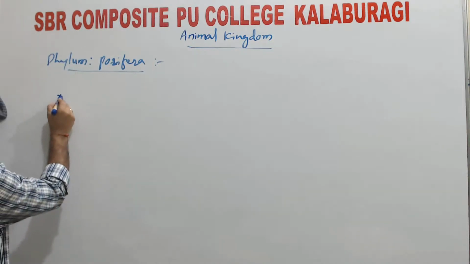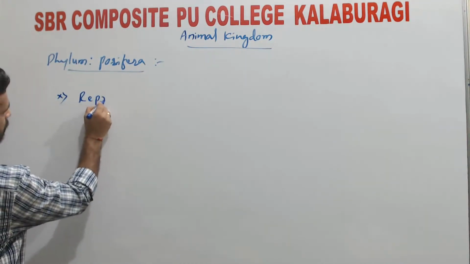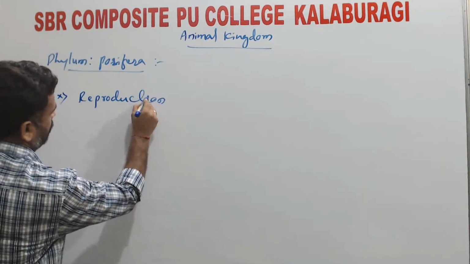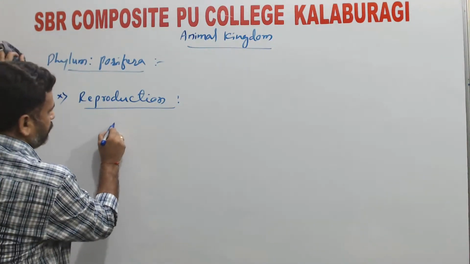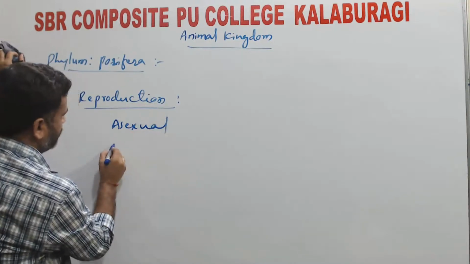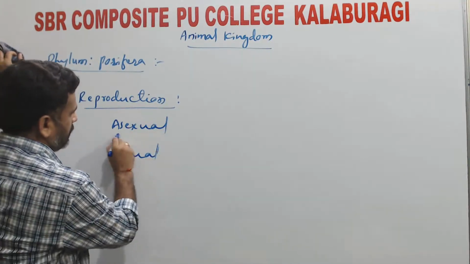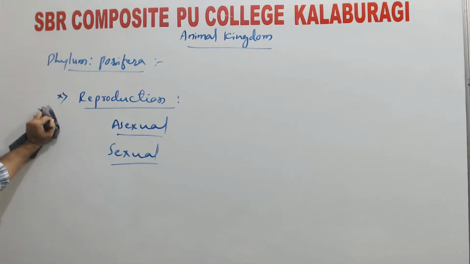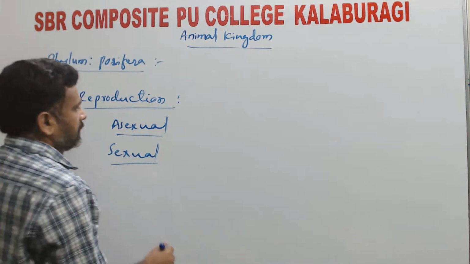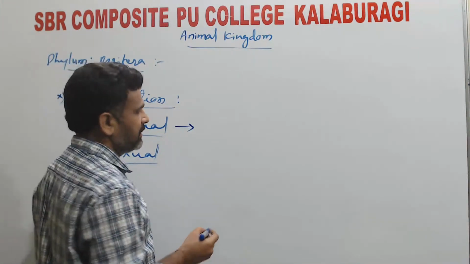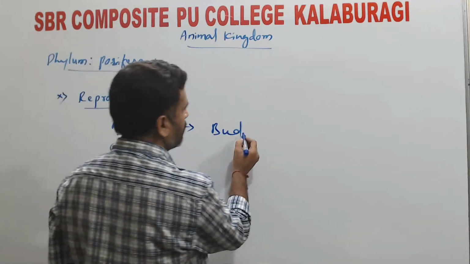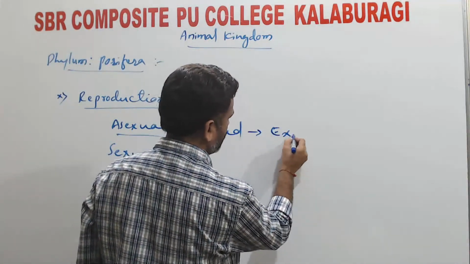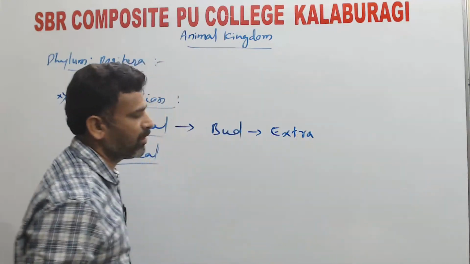Next, reproduction. The reproduction in Porifera is brought about by both asexual and sexual reproduction, through the presence of both asexual and sexual reproductive structures. These individuals undergo asexual reproduction, which is mainly brought about by the presence of buds. A bud is nothing but an extra growth that arises from the surface of the body.